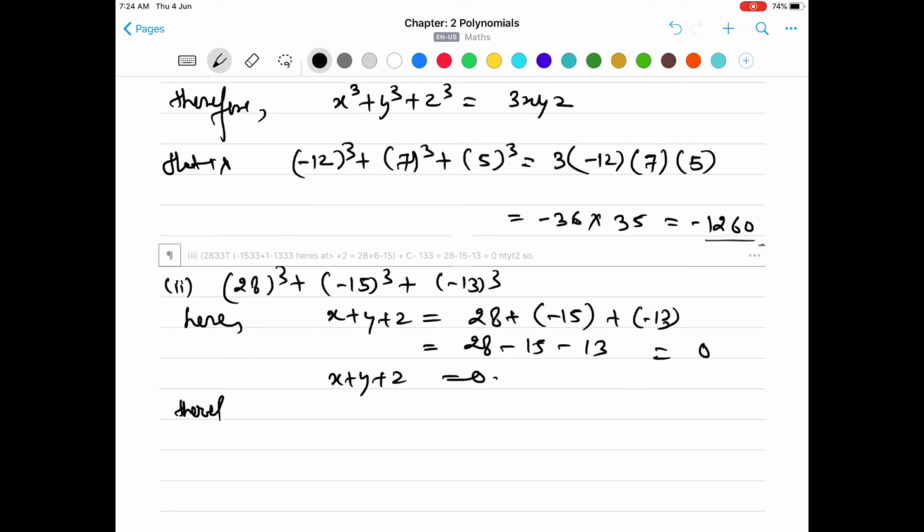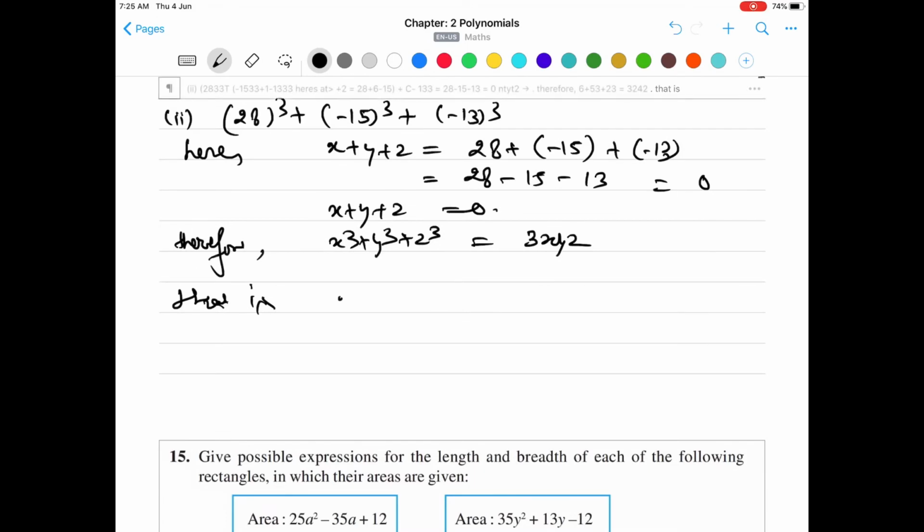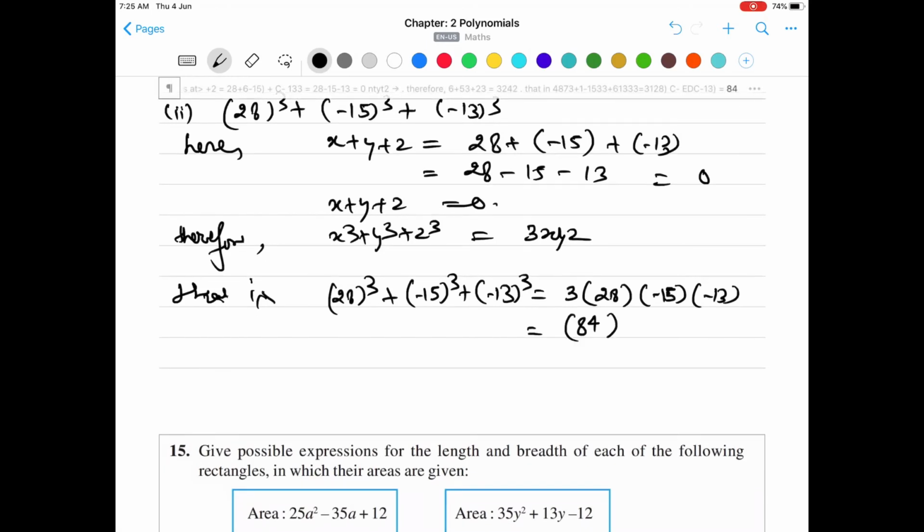Therefore, x cube plus y cube plus z cube will be equal to 3xyz. That is, 28 cube plus minus 15 cube plus minus 13 cube will be 3 into 28 into minus 15 into minus 13. This 3 into 28, let's multiply them: 3 into 8 is 24, we write 4 here, carry 2, 3 into 2 is 6 and 2 is 8, so 84.